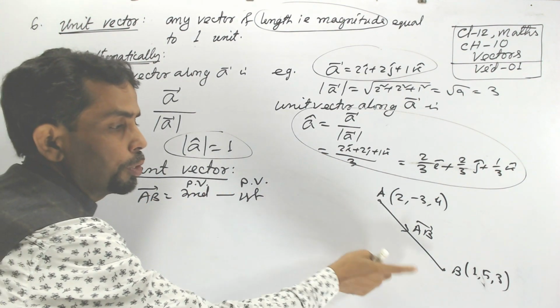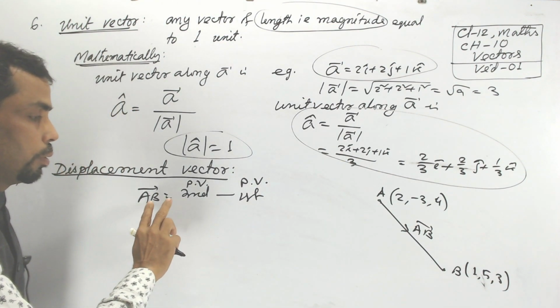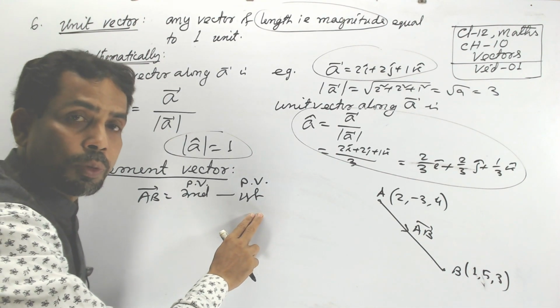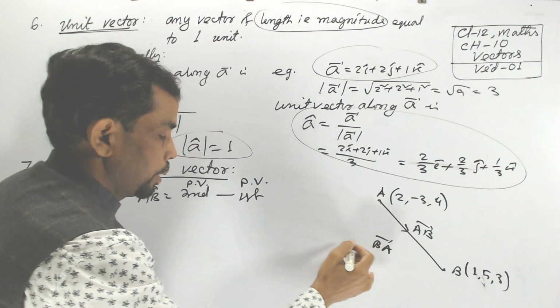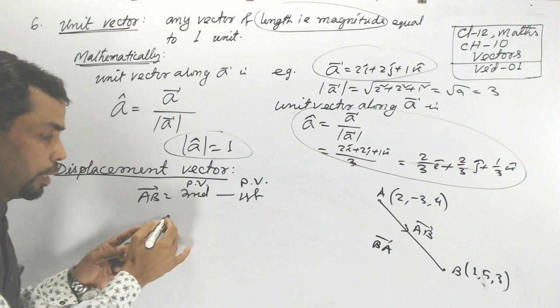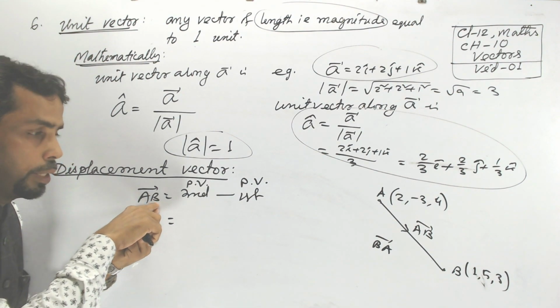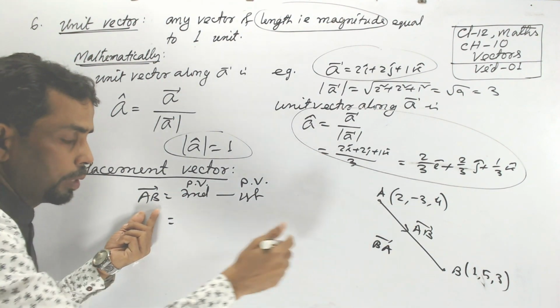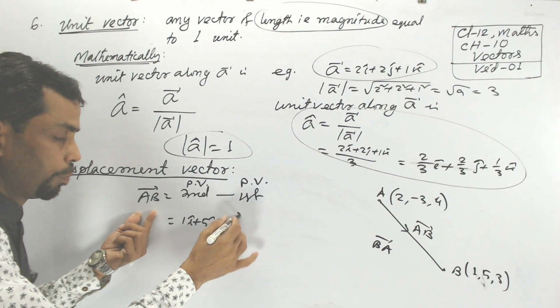Whenever 2 points are given and you are finding the vector joining the 2 points, the displacement vector, it will be second minus first. Actually, there will be 2 vectors, one from A to B and another from B to A, and that we can also find. It is second minus first, and second and first you see in the order of writing. Second is B, so B is 1, 5, 3, so it is 1i, 5j, 3k.